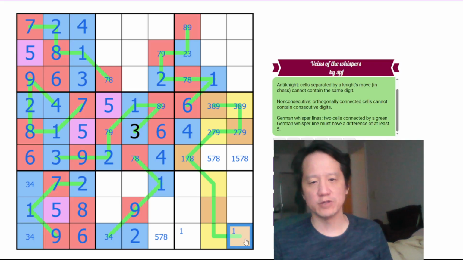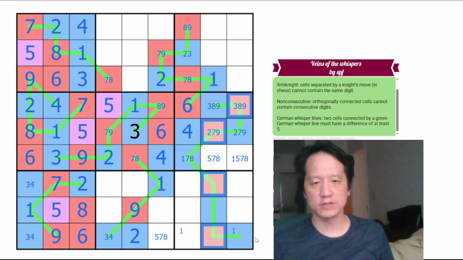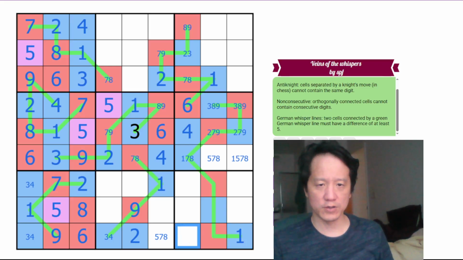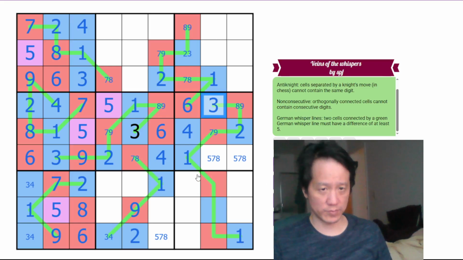So this must be low, which means all the oranges are lows, and all the yellows are highs. So this is a 1 here. Can't be 1 here then. This has to be 1 here, which means this can't be 1. This can't be 2. This must be a 2. This can't be 3. This must be a 3 here.